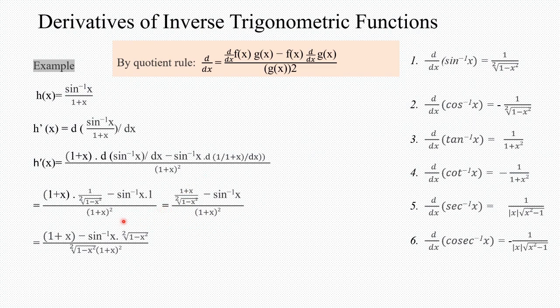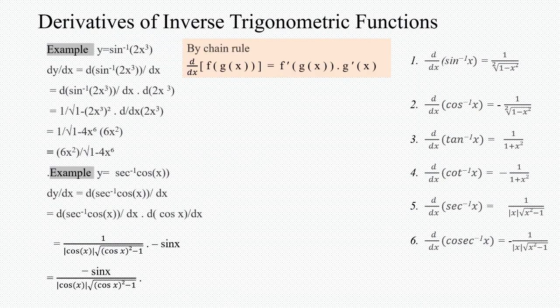is equal to 1 plus x times 1 divided by under the root 1 minus x minus sin inverse x times 1 whole divided by 1 plus x whole square is equal to 1 plus x divided by under the root 1 minus x minus sin inverse x whole divided by 1 plus x whole square is equal to 1 plus x minus sin inverse x times under the root 1 minus x square whole divided by under the root 1 minus x square times 1 plus x whole square.